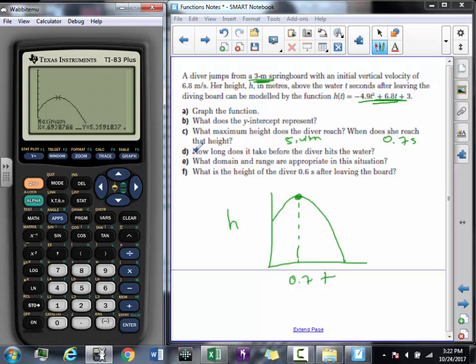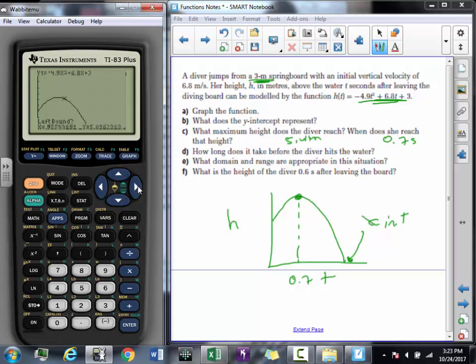D. When does she hit the water? What's the math term for the point on this graph where they hit the water? X-intercept, yeah, right? This point right here is where you hit the water. That's your x-intercept. So all you'd have to do then is go second calculate the 0. Now this one's kind of tricky because of the fact that I changed my window size. So I want to show you a little trick here.